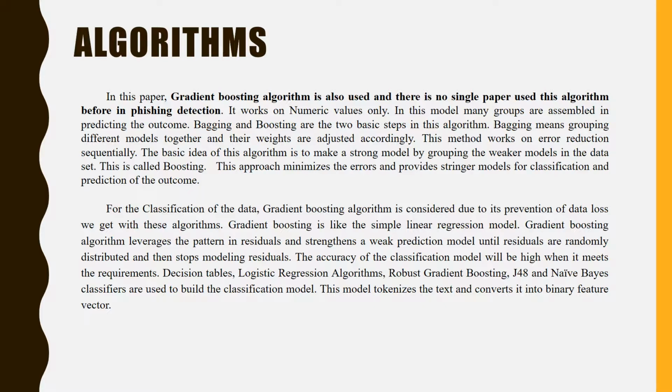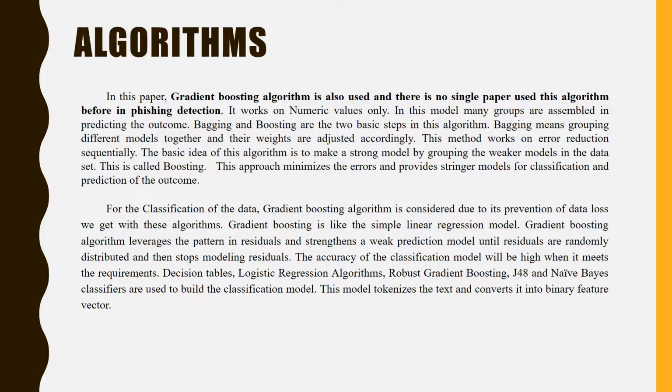Bagging and boosting are two basic steps in this algorithm. Bagging means grouping different models together and their weights are adjusted accordingly. This method works on error reduction sequentially. The basic idea of the algorithm is to make a strong model by grouping the weaker models in the dataset. This is called boosting. So the approach minimizes the errors and provides stronger models for classification and prediction of the outcome. For the classification of data, gradient boosting algorithm is considered due to its prevention of data loss. By using this kind of algorithm, we can prevent the data loss the most.